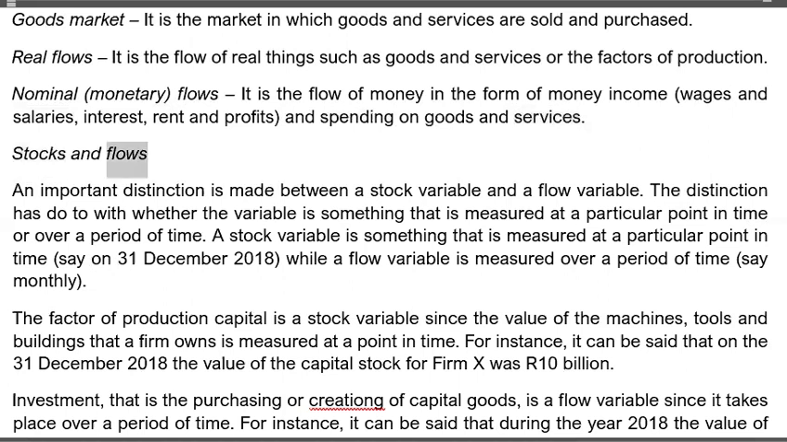Stocks and flows. An important distinction is made between a stock variable and a flow variable. The distinction has to do with whether the variable is something that is measured at a particular point in time or over a period of time. A stock variable is something that is measured at a particular point in time, say on December 31, 2018, while a flow variable is measured over a period of time, say monthly.